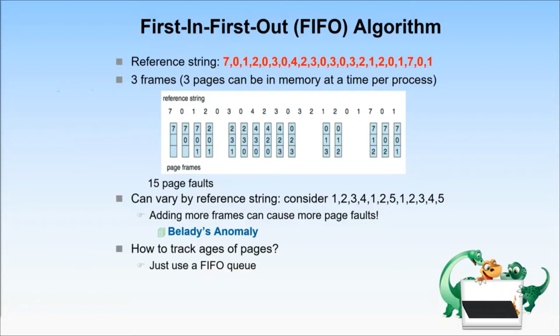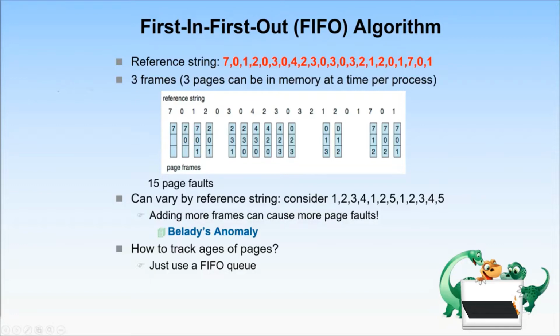Okay, in the following example, the reference string has 20 page requests, and we are considering 3 frames. 3 frames means that 3 pages can be in memory at a time per process. Initially, from the algorithm, everything should be an empty frame.